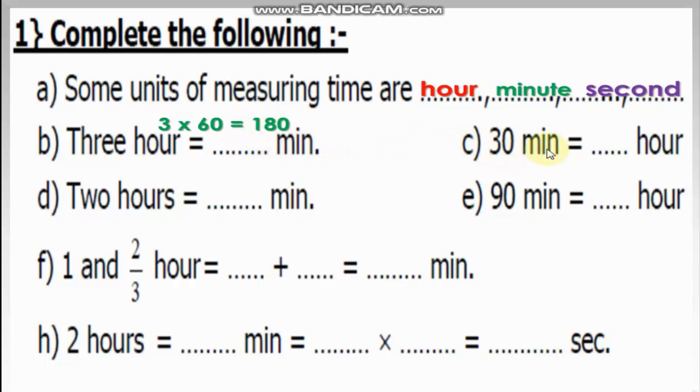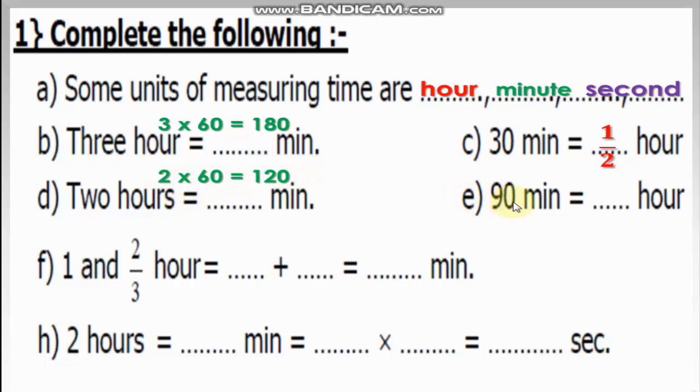Letter C. 30 minutes equals how many hours? It equals half an hour. Letter D. 2 hours equals how many minutes? We multiply 2 by 60. It's from the greatest to the smallest. So 2 times 60 equals 120. 2 times 0, 0, and 2 times 6 equals 12.